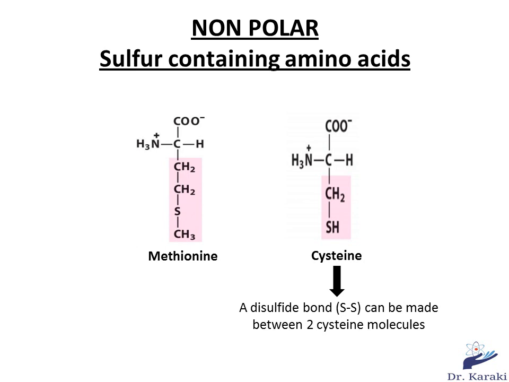Cysteine plays an important role in stabilization of protein structure because it can participate in the formation of a disulfide bond known as SS bridge with other cysteine residues, cross-linking protein chains and thus stabilizing the protein structure.